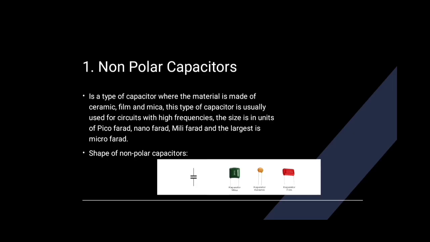Number 1. Non-polar capacitor is a type of capacitor where the material is made of ceramic, film, and nickel. This type of capacitor is usually used for circuits with high frequency. The size is in units of picofarad, nanofarad, millifarad, and the largest is microfarad.